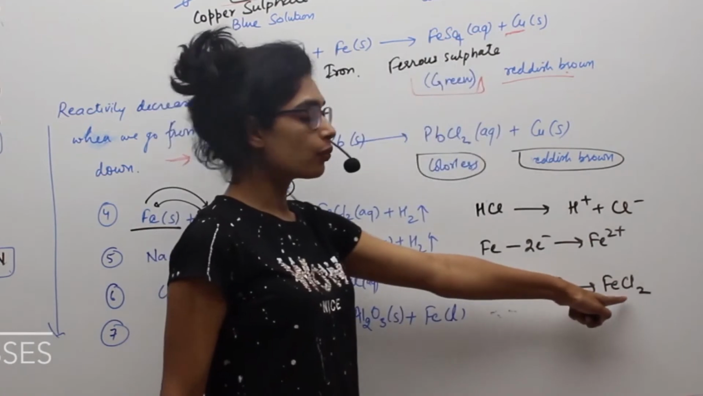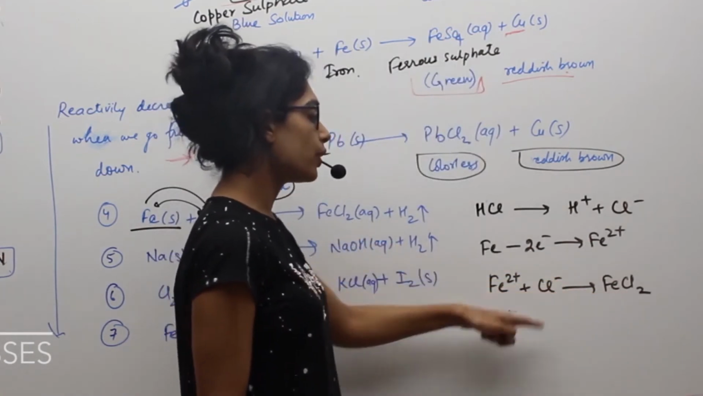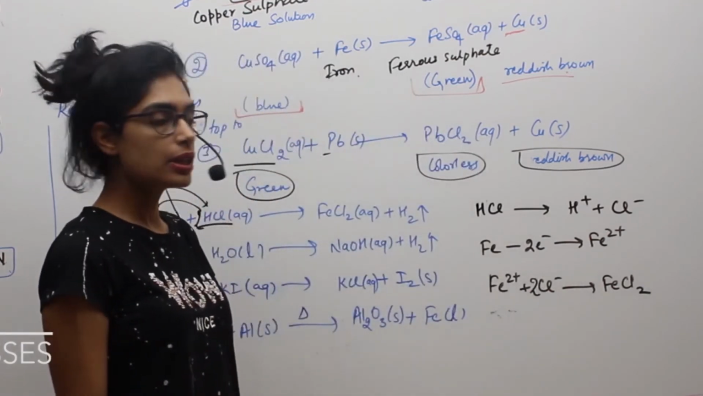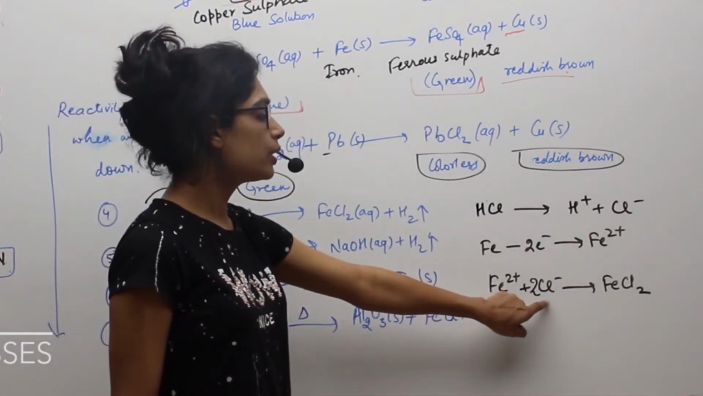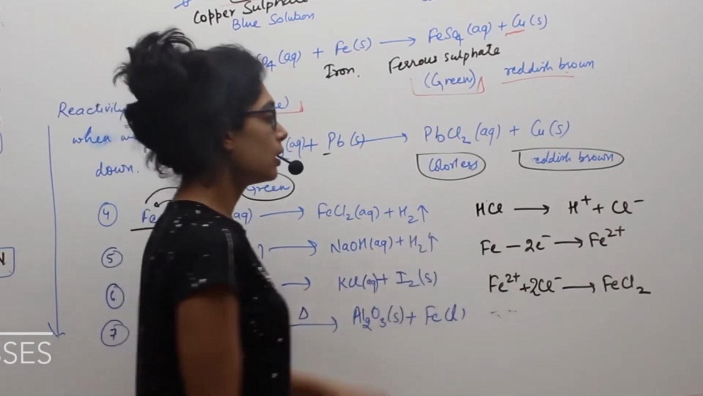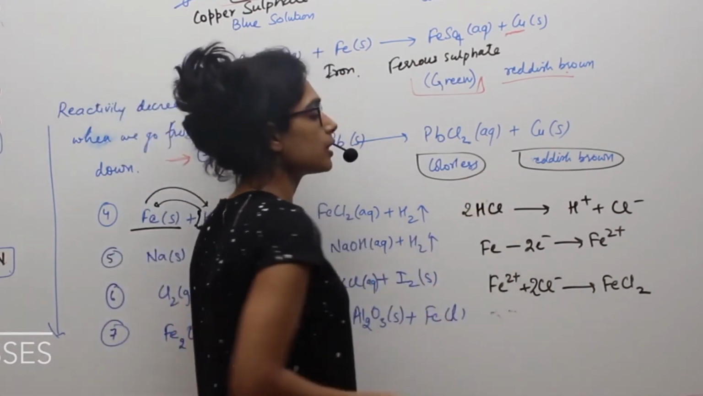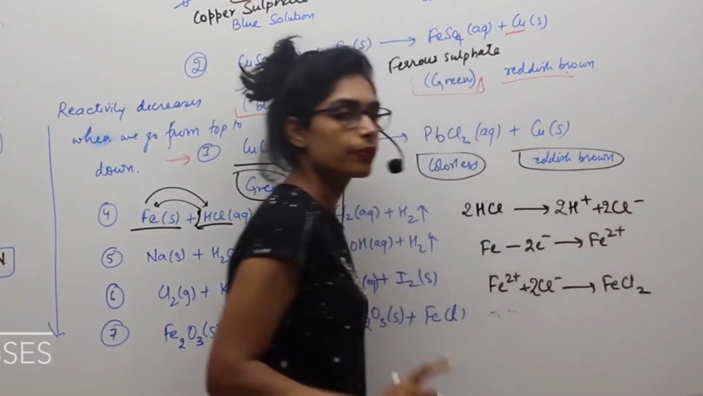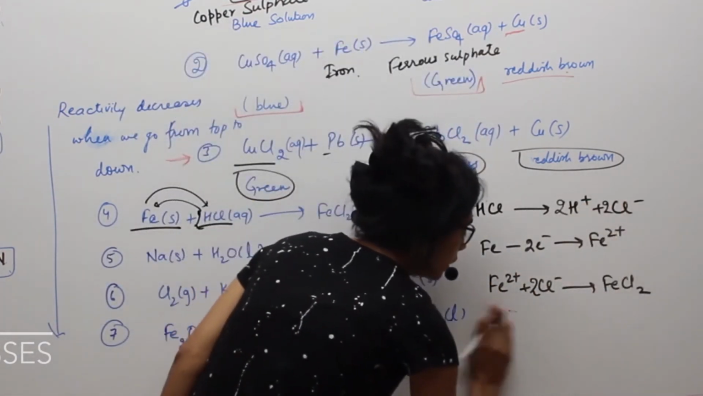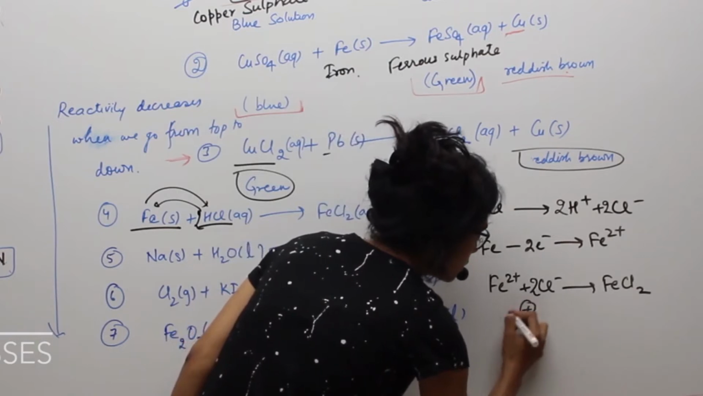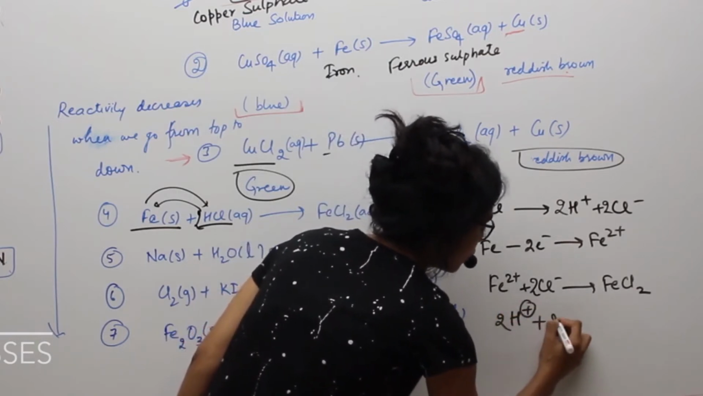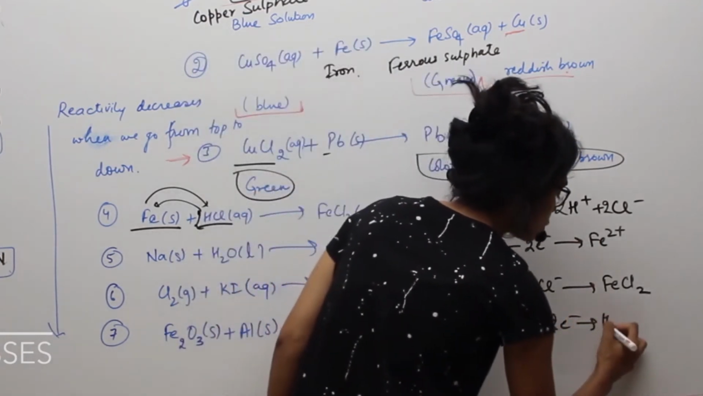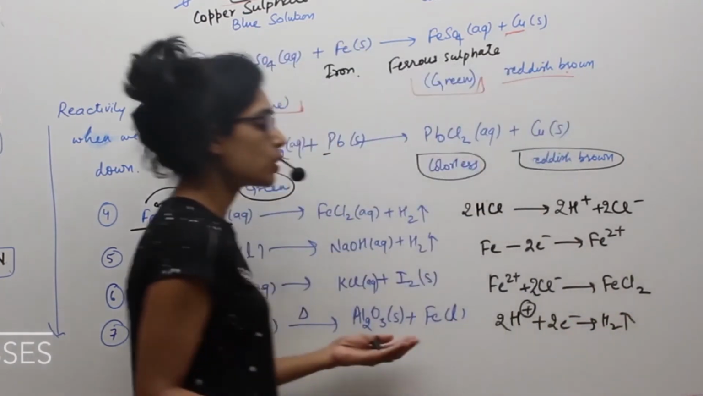So there are 2 chlorines over here, so I need to balance it over here also. So I will write 2 Cl over here. Correct? But what was the source of these 2 chlorines? The source was HCl. So basically I have to write 2 HCl over here, which will release 2 hydrogens and 2 chlorines. Correct? Now 2 of these hydrogens will gain the 2 electrons released by iron and will become H2 gas. So now the equation is balanced.